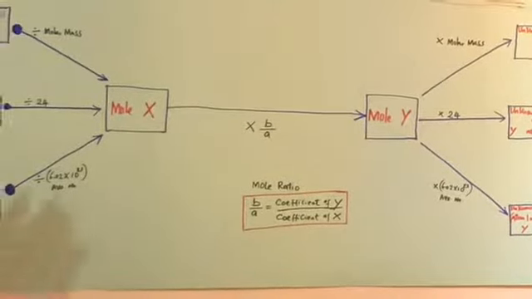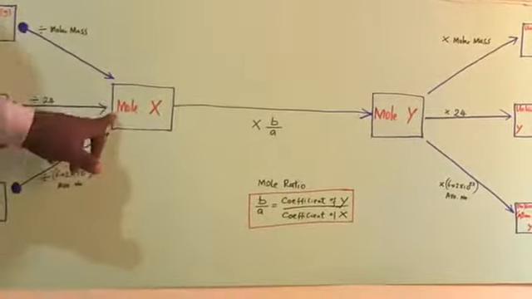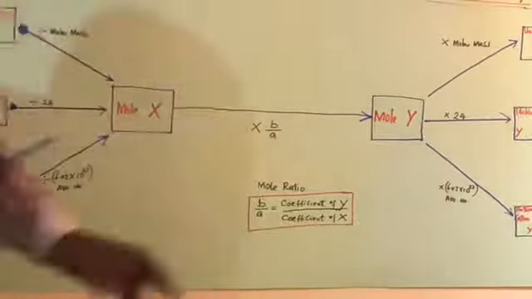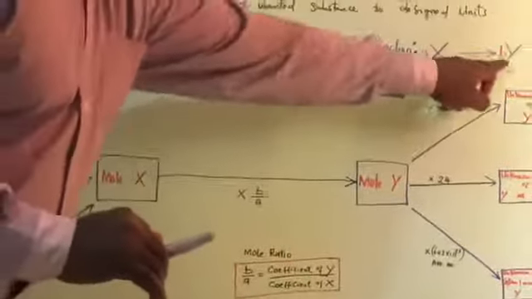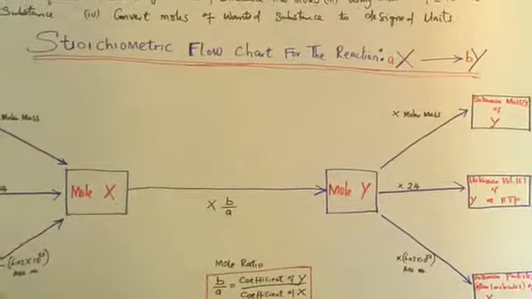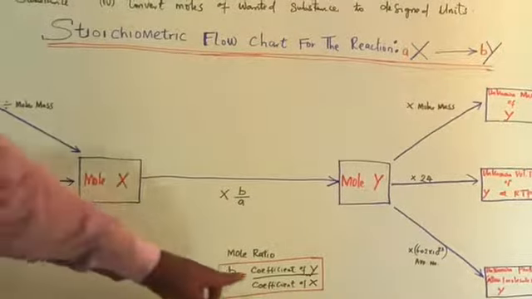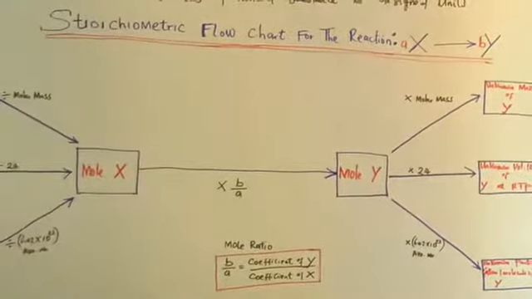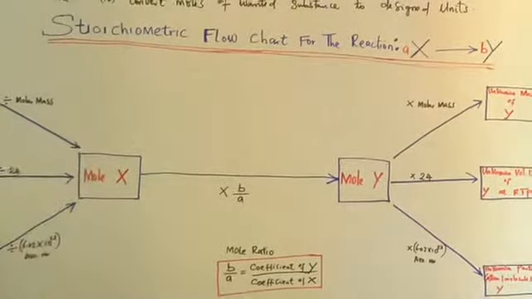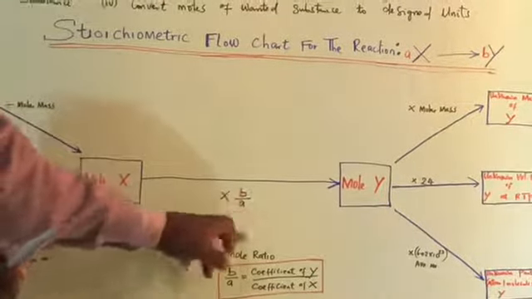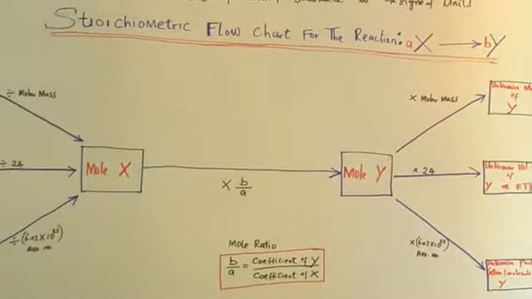Now, here we have the number of moles that are reacting for this reaction, the reaction X to Y. The mole ratio will definitely be what? The coefficient of the product all over the coefficient of the reactant, which is B all over A. That is the mole ratio that you have.